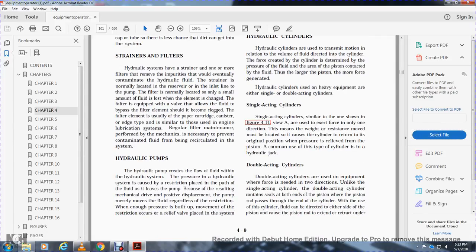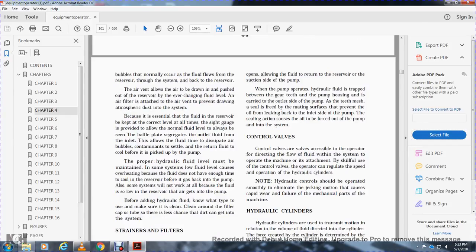Hydraulic pumps create the flow within the hydraulic system. The pressure in a hydraulic system is caused by the restriction placed in the path of the fluid leaving the pump. Because of its mechanical drive, the positive displacement pump will merely move the fluid regardless of the restriction. Enough pressure would build up to overcome the restriction, so a relief valve is placed in the system. It opens, allowing the fluid to return to the reservoir or the suction side of the pump.